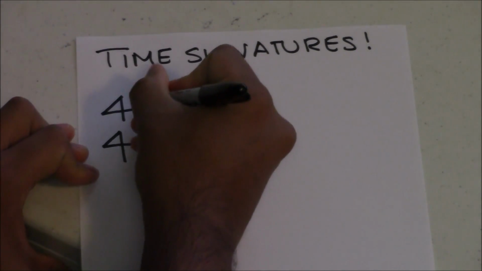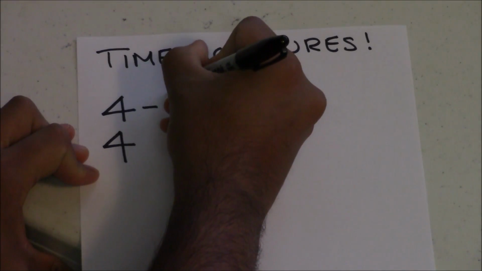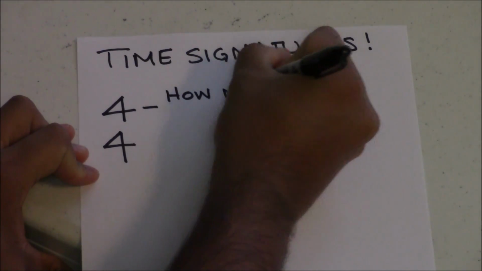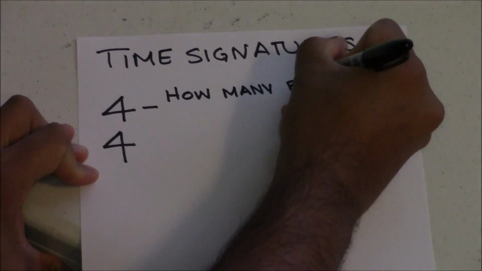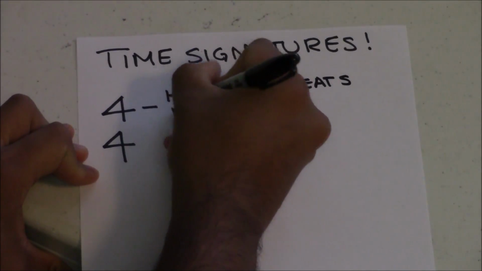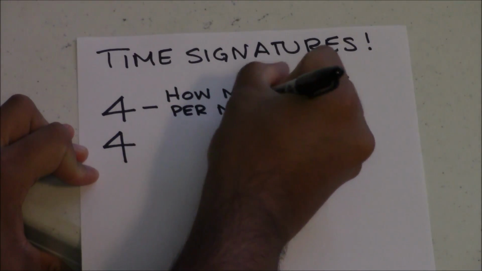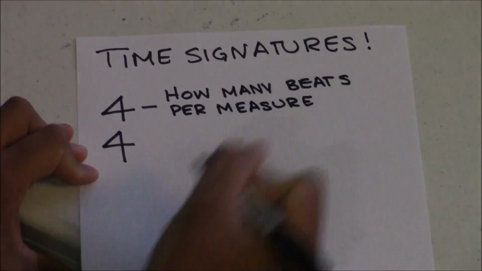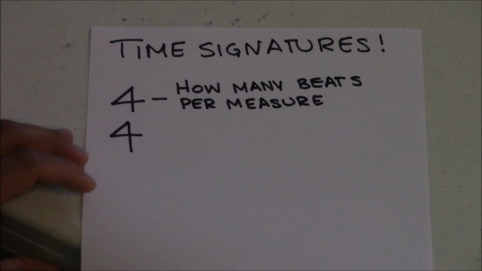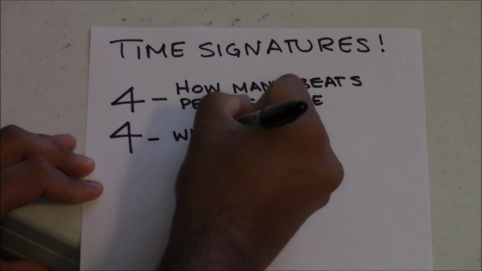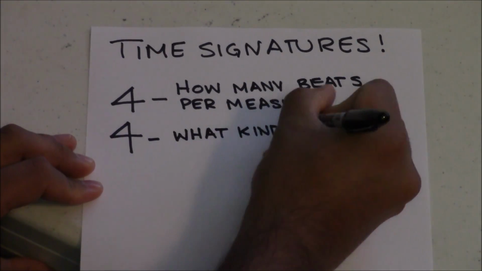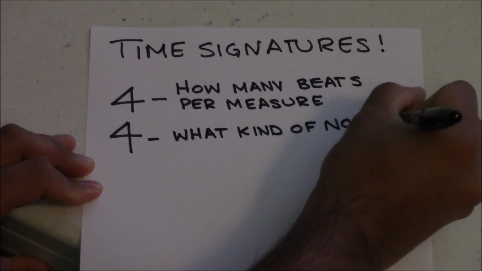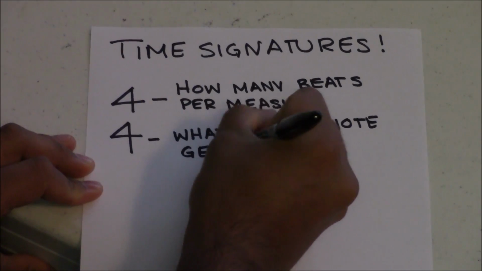So, a time signature consists of two numbers. The top number is the number of beats per measure, and the bottom number is the type of note that receives one beat. The time signature that is written is read as 4/4. The top number is said followed by the bottom number.